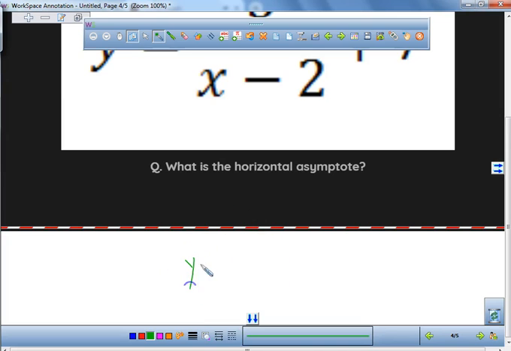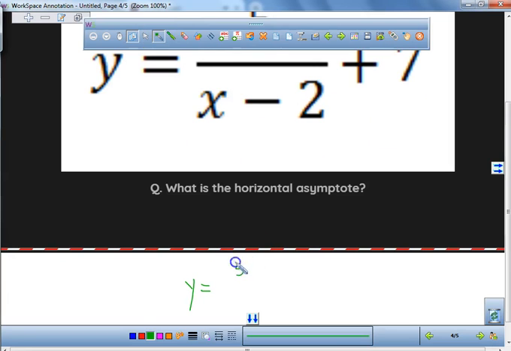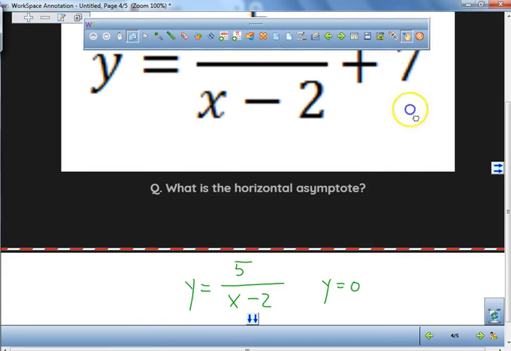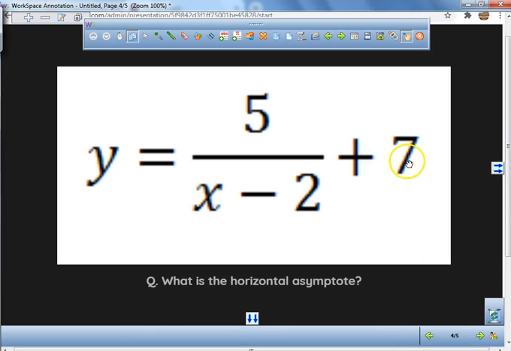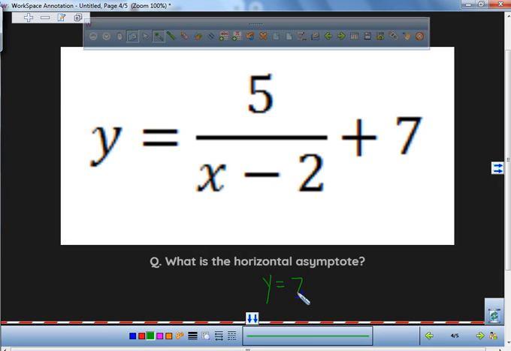So if your equation was y equals 5 over x minus 2, if it was just y equals 5 over x minus 2, my horizontal asymptote would be at y equals 0. Okay? However, what's happened to our graph? It's been moved up 7. So what did you guys get for your horizontal asymptote on this one? Y equals what? Y equals 7. So why is it y equals 7? Because there's this pesky little plus 7 that moves it up or down.